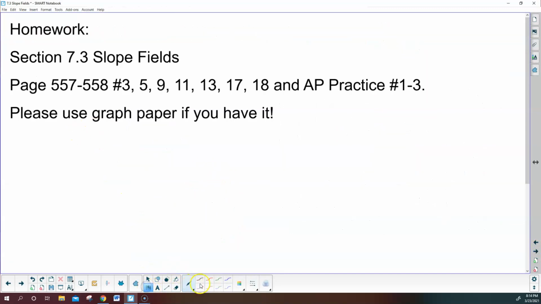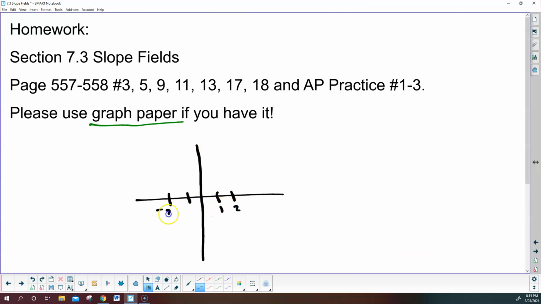Okay, so for homework tonight, it's out of the textbook. I'm going to make your life a little easier here. If you have graph paper, we want you to use it for sure. If you don't have graph paper, now my pen's not working. There you go. If you don't have graph paper, here's what I want you to do. As neatly as you can, I want you to draw some points. And you know what? Let's make your lives a little easier. Let's go 2 units in each direction, top and bottom.